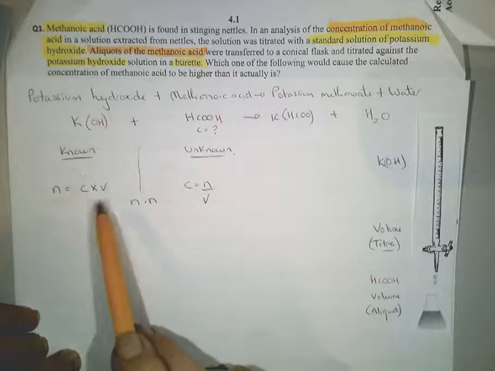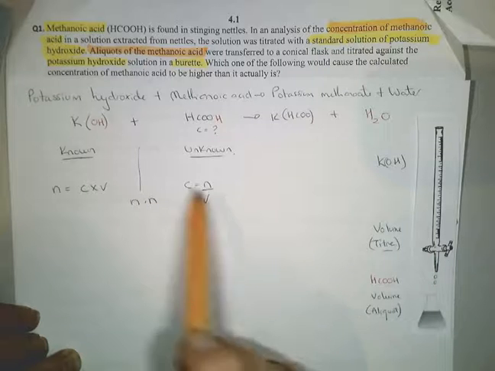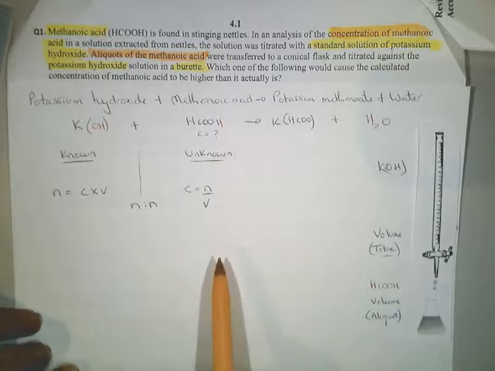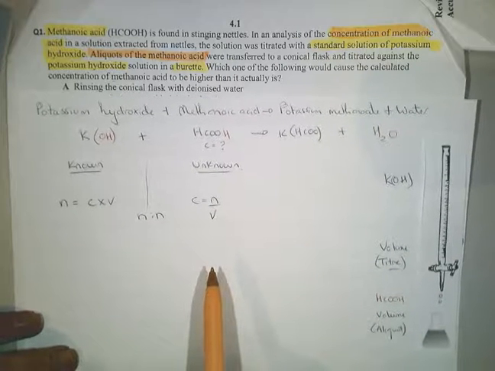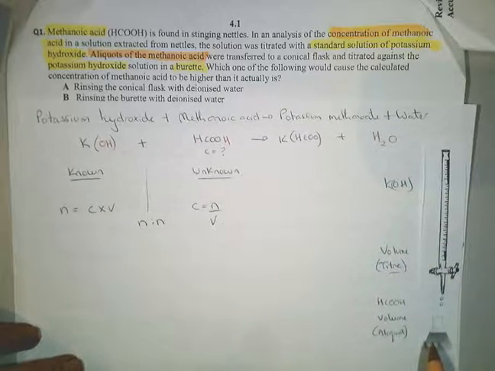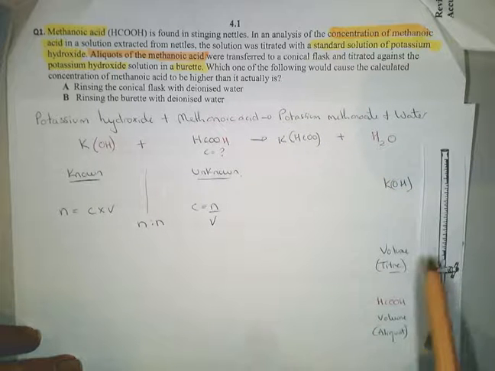So you know the concentration of what's in the burette, and you're trying to find the concentration of the methanoic acid. So the first one is if you rinse the conical flask with deionized water. If you rinse this with water before you started doing your reaction, there would be no change because you're adding moles to here and you're adding moles to here, and then they're reacting in here. So it doesn't matter if they're floating around in more water, because as long as you're adding the correct number of moles.